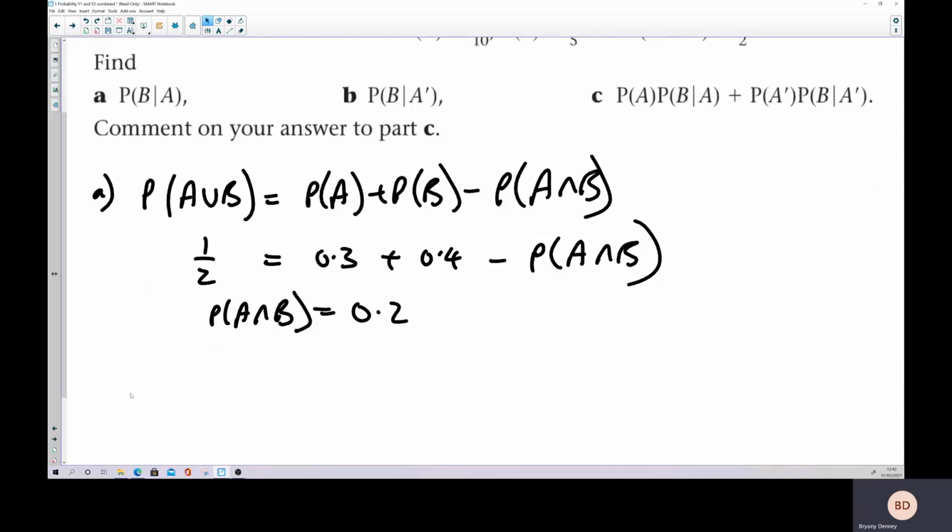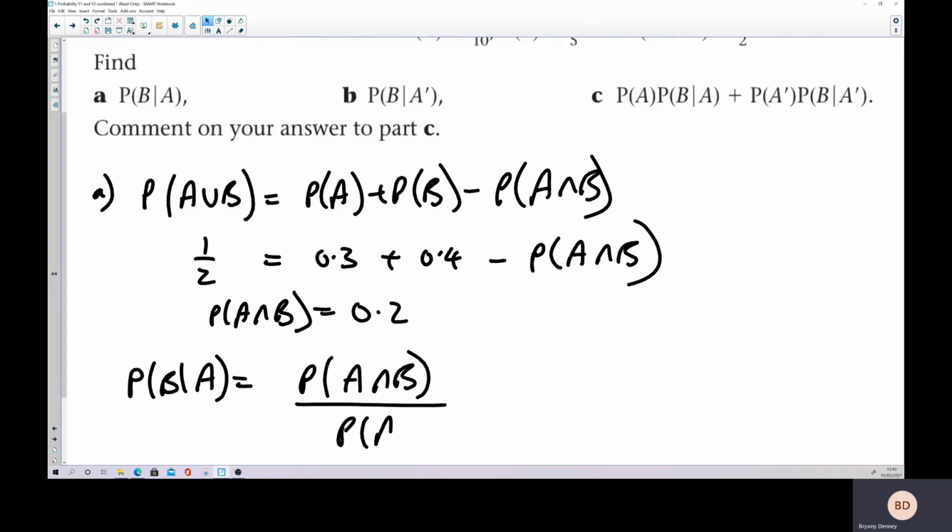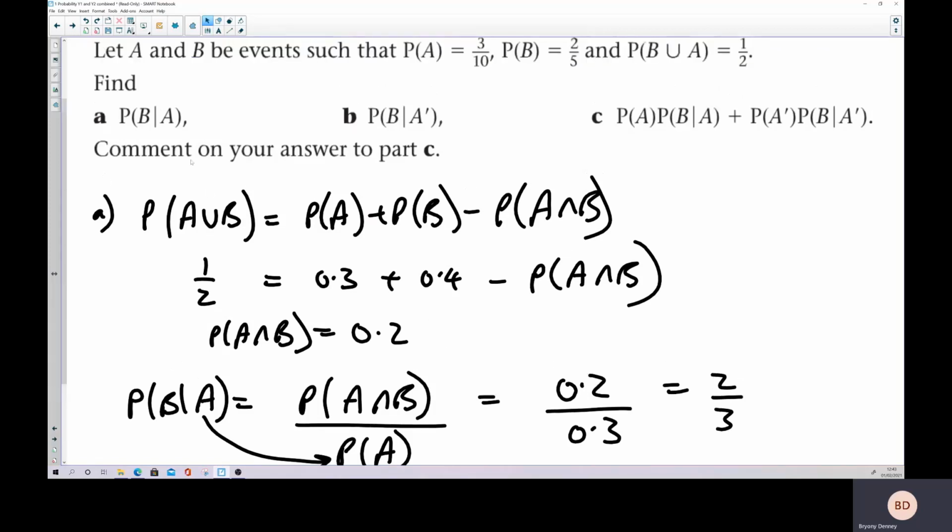Okay, now we can work out the probability of B given A. So just rearranging this multiplication rule. Okay, it's this given bit that always goes on the bottom here. Probability of B given A. Probability of A and B, or B and A, doesn't matter which way around you write it. The probability of A has to go on the bottom because that's the conditional part. So we get 2/3 or 0.6 reoccurring. Right, so that was first part A.